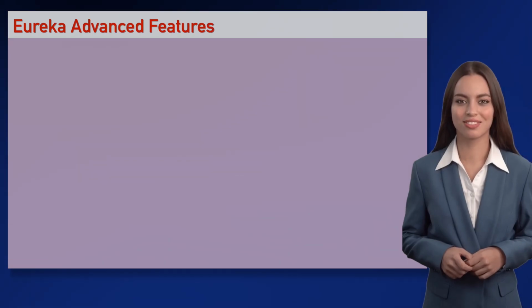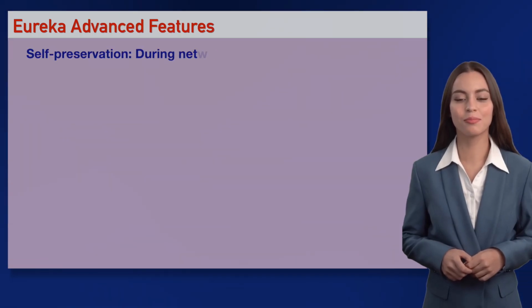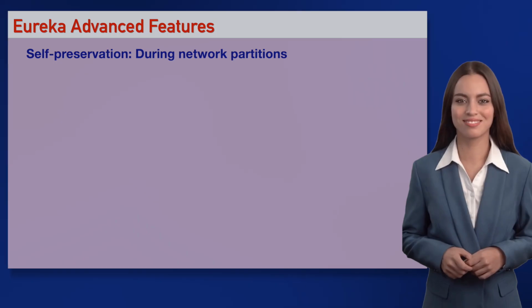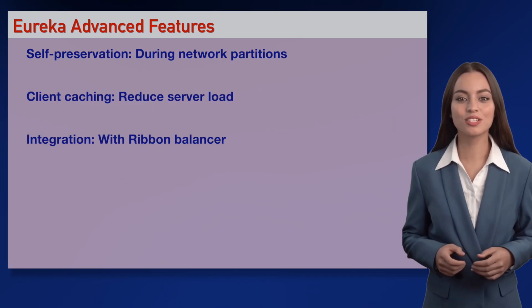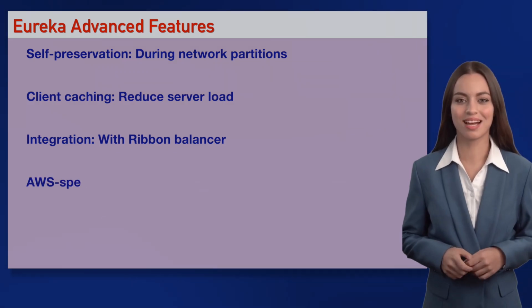Eureka advanced features. Self-preservation mode protects during network partitions. Client-side caching reduces server queries. Integrates with Ribbon for client-side balancing. AWS-specific zone awareness for regional resilience.